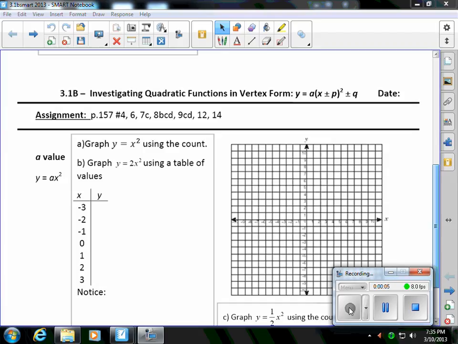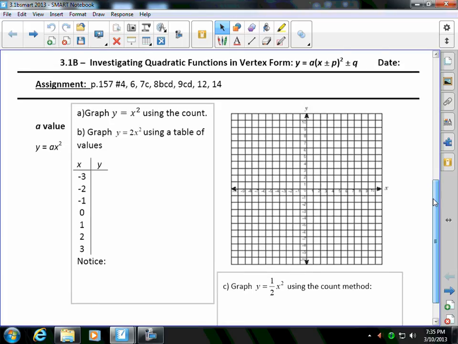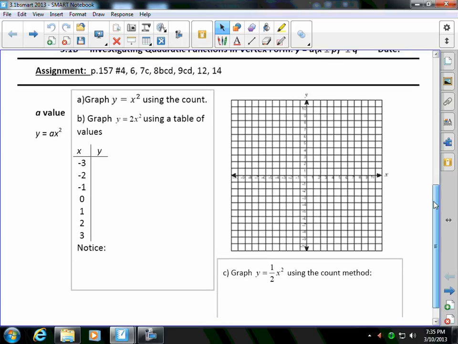Okay, for this second section of graphing quadratic functions, we're going to look at the a value. Last day we looked at what happened when we added a p and a q to the x squared value, so today we're going to look at what happens when you add the a.